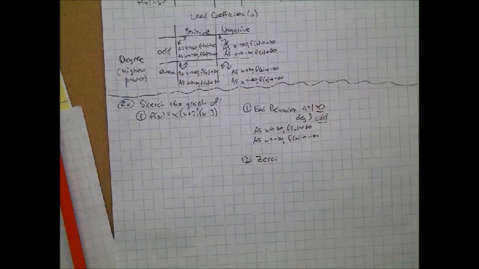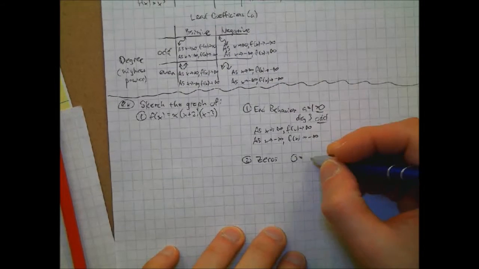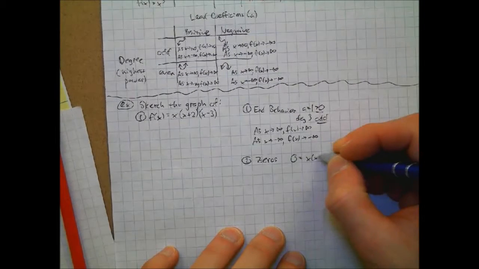Yes, okay. What is a 0? It's where the graph crosses the what? X-axis. What are the y values on the x-axis? It's 0, right? If you're on the x-axis, your y values are 0. So we set f of x, we replace f of x with 0. So we say 0 equals x times x plus 2 times x minus 3.